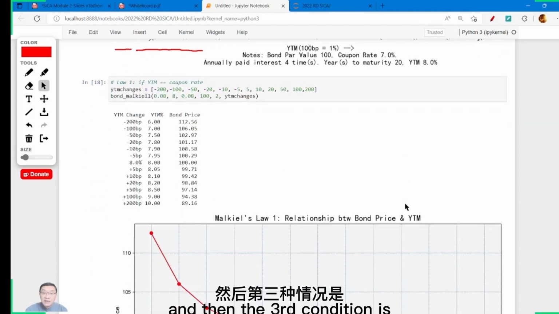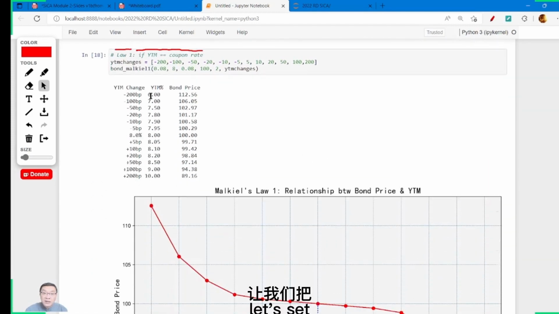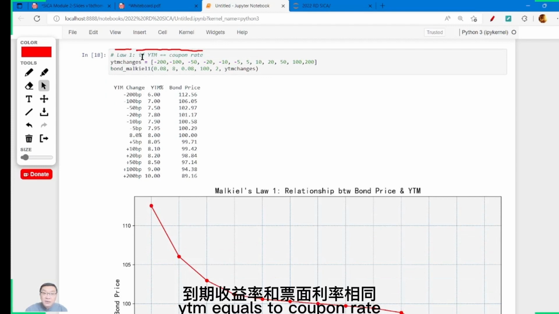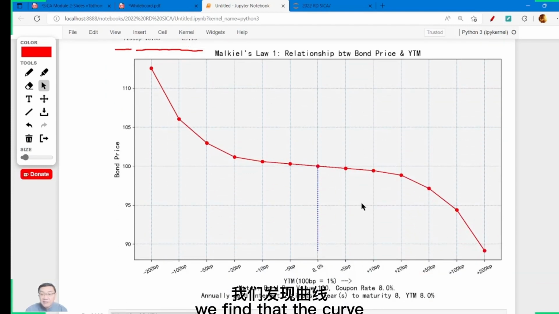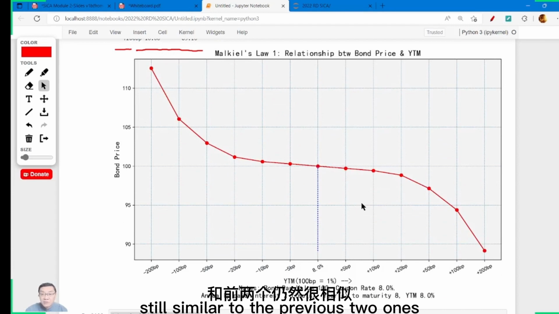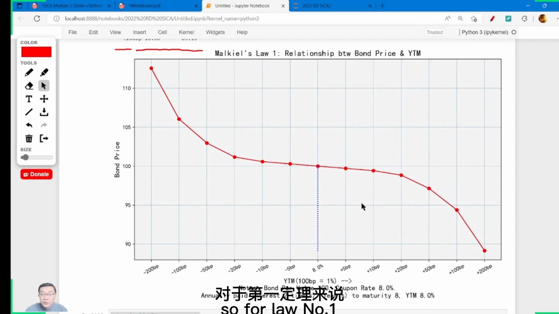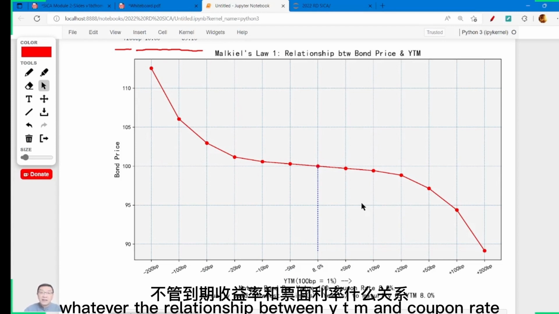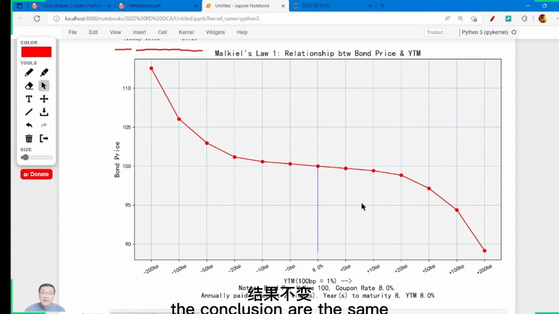And then the third condition is, let's set YTM equal to coupon rate. We find that the curve is still similar to the previous 2 ones. So for law number 1, we think that whatever the relationship between YTM and coupon rate, the conclusions are the same.